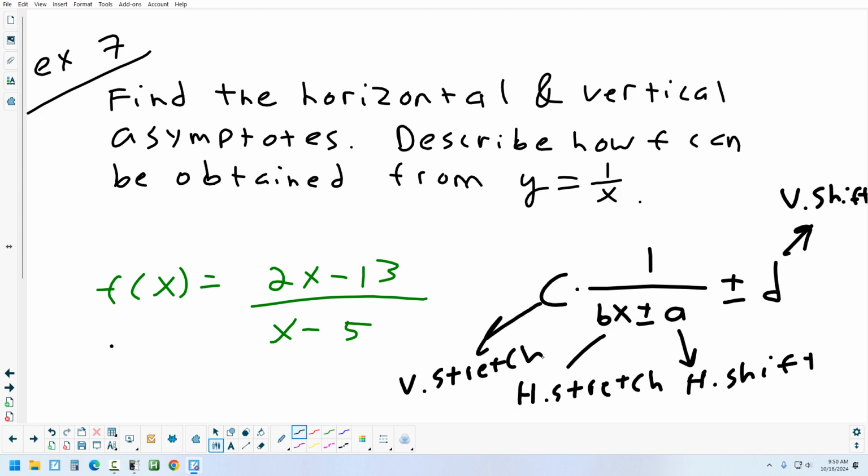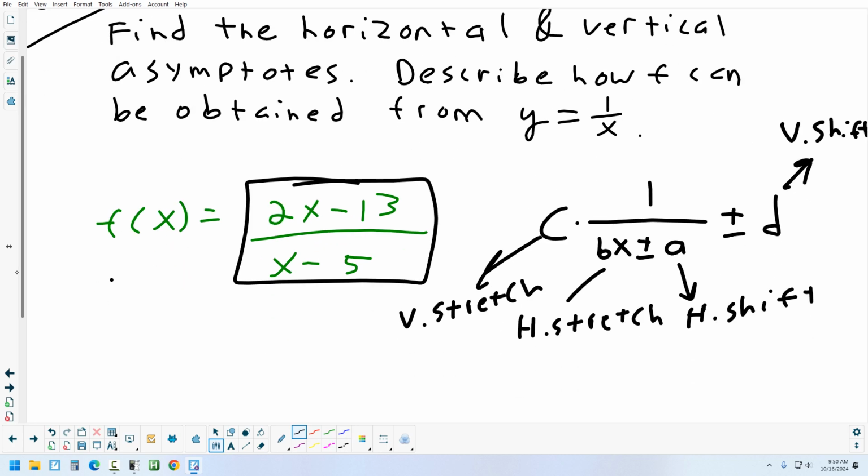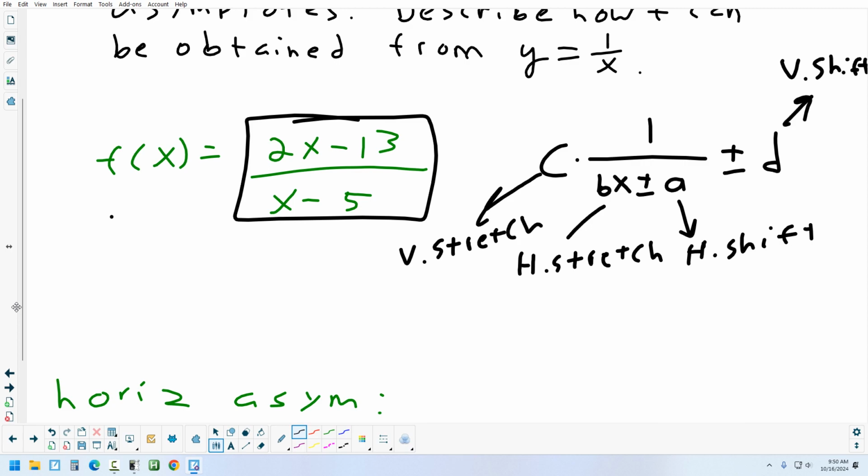Okay. So now, looking at this one, does that one have a single number in the top or a 1 in the top? The one in green. It does not. So we need to fix it. This is not written in an easy way to figure out the transformation. So we need to do this out. Divide 2x minus 13 by x minus 5. We could use synthetic division.